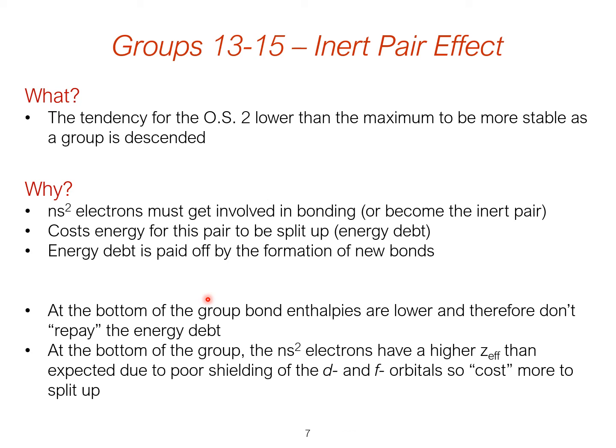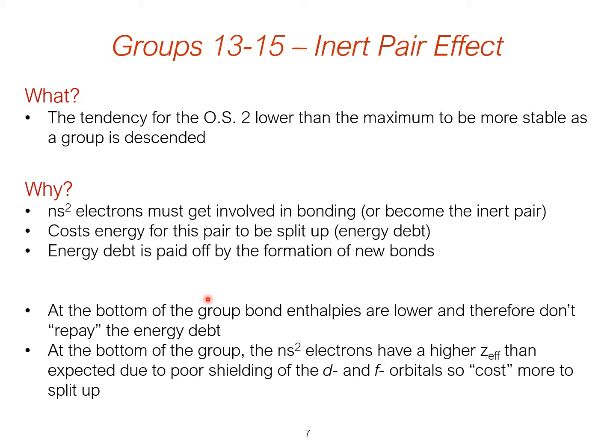So as I said, the way that we pay off the energy debt of splitting up the s2 electrons is by the formation of new bonds. But these new bonds have to be worth something, and that's their bond enthalpy, the energy released when they're formed. So at the bottom of the group, bond enthalpies are much lower, and therefore they don't pay off this energy debt. Like the energy that is given out by making these bonds in no way makes up for the energy it costs to split up the s electrons. So that's one reason why it doesn't happen.